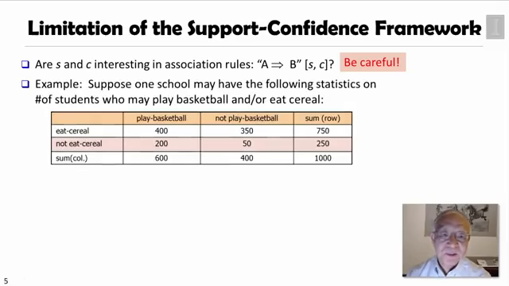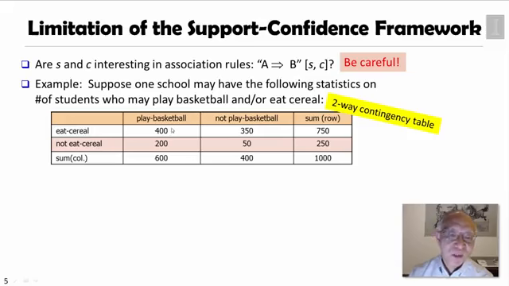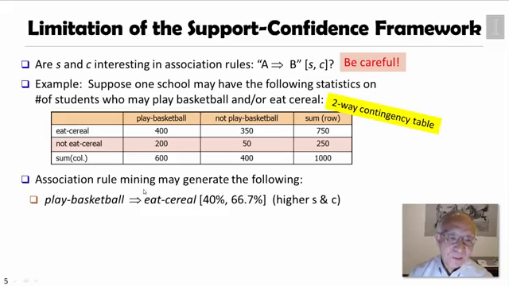For example, take the following table as a two-way contingency table to see how to interpret what we found. In this table, 400 out of 1,000 students play basketball and eat cereal. But 200 students play basketball but do not eat cereal. Okay. From this, you may derive an association rule like this.